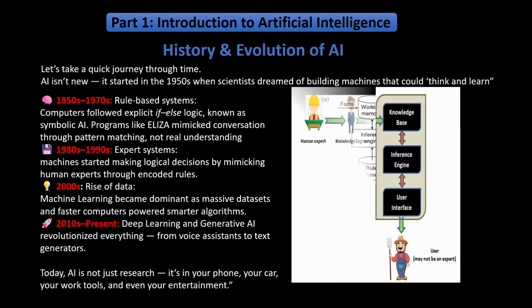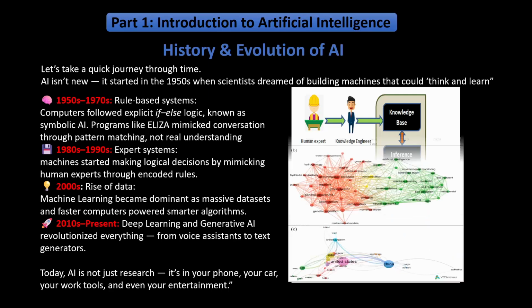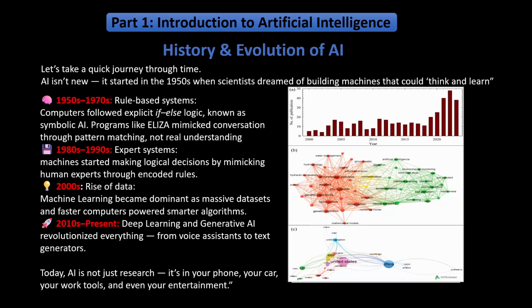From the 1980s to the 1990s, expert systems were introduced. Expert systems were machines that started making logical decisions by mimicking human experts, but it was also through encoded rules. Then in 2000, there was a rise of data because big companies like Facebook and Google store a lot of data from social media platforms. So here machine learning became dominant as massive datasets and faster computers powered smarter algorithms. We will cover all these things in the machine learning part.